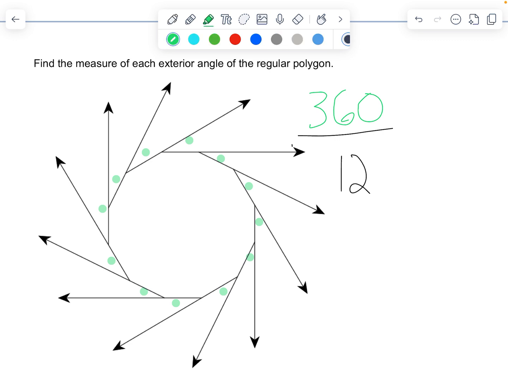Now, it is also telling you right here that this is a regular polygon. When it says it's regular, that means all the angles are the same and all the sides are the same. So we know we can just divide by 12 equal exterior angles. 360 divided by 12, you can do it on your calculator. You get 30. Should be 30. All right, we're making progress.